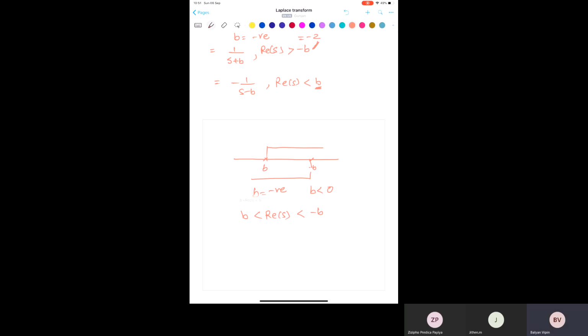Remember, we always specify these limits with respect to the lower number here and the greater number here. Because b is negative, this is basically a greater number. That's why you will specify it in this way.